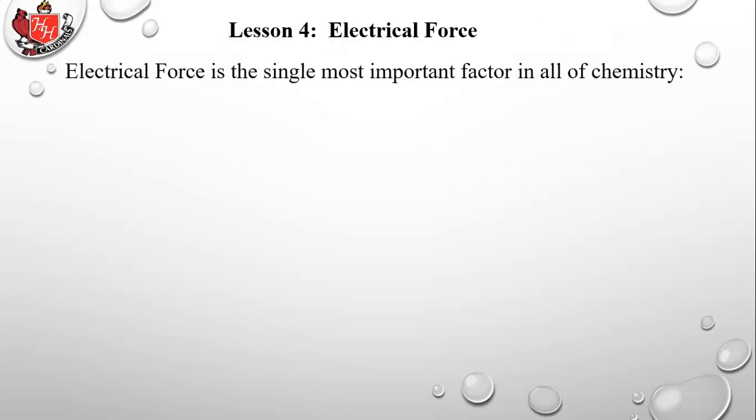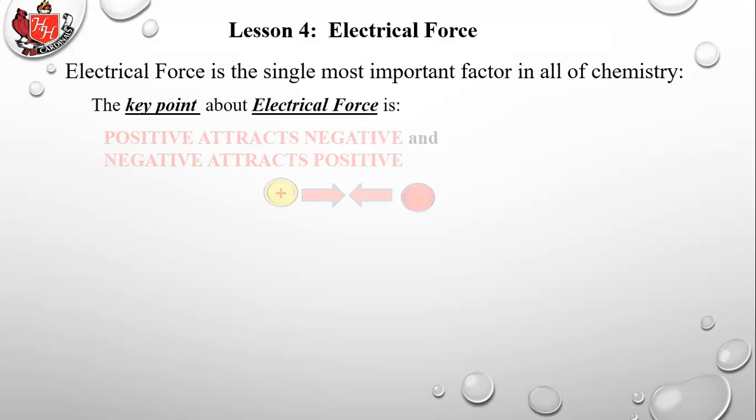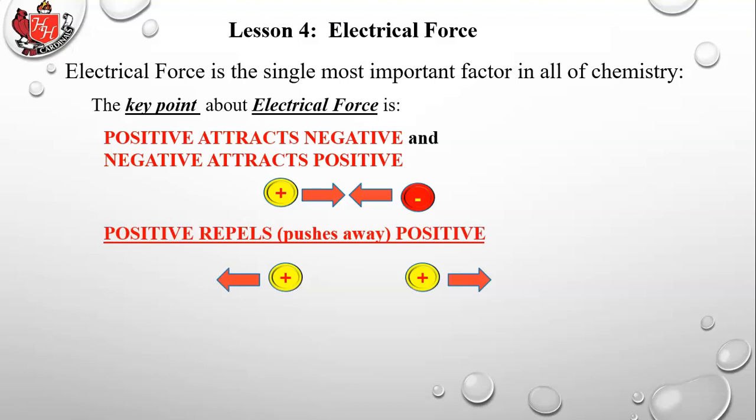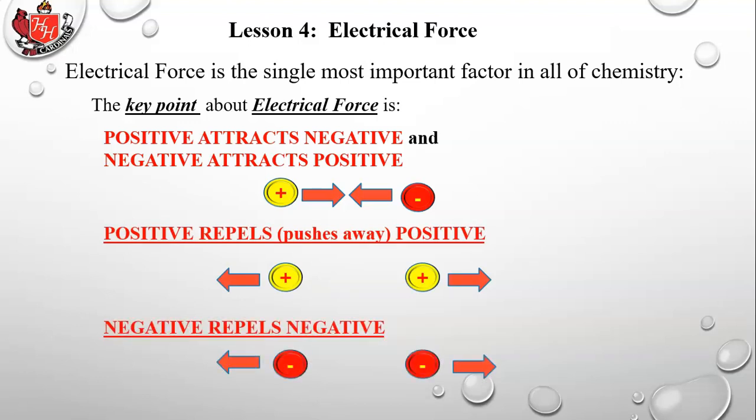So electrical force is the single most important factor in all of chemistry. The key point about electrical force is that positive attracts negative and negative attracts positive. Positive repels, pushes away positive, and negative repels, pushes away negative. It's a simple concept, and it's one that we're going to be dealing with almost every day in this class for the rest of the course.